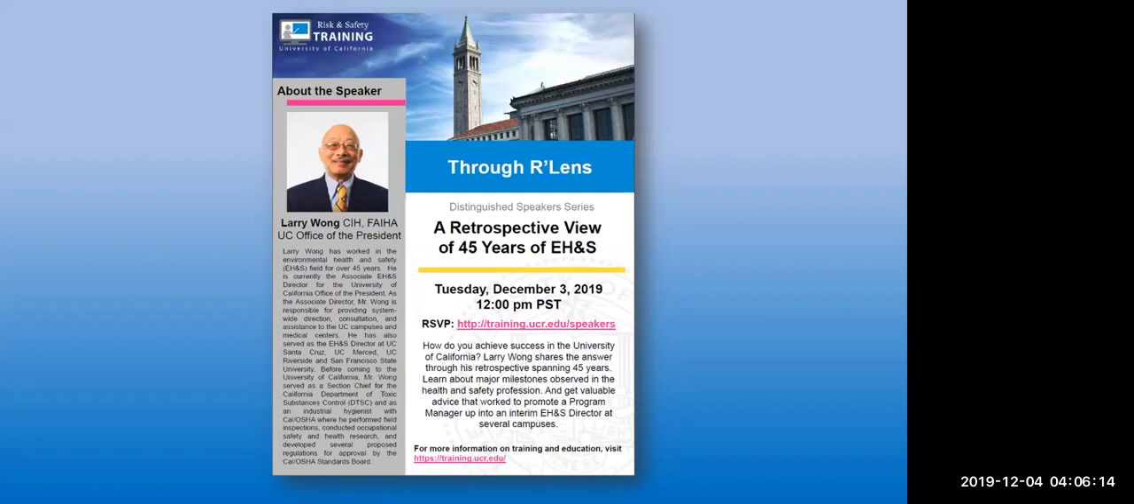Before coming to the University of California, Larry also served as the section chief for California DTSC, where he managed the environmental regulatory programs. And prior to that position, Larry served as an industrial hygienist with Cal OSHA, where he performed field inspections, conducted occupational safety and health research, and developed several proposed regulations that actually became, in fact, actual regulations by the Cal OSHA Standards Board.